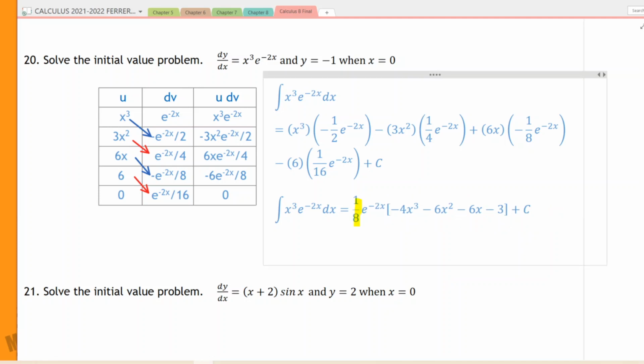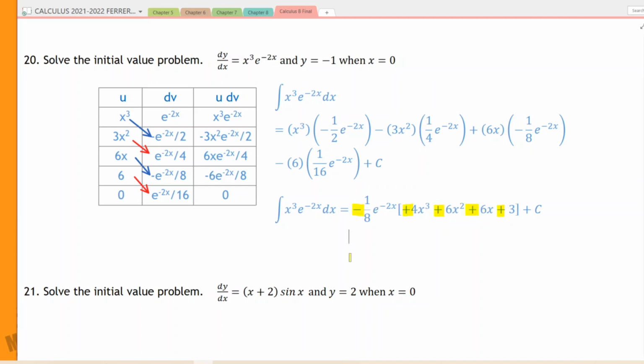And I don't like how that lead term is negative, so I think I'm going to divide out a negative also. Just a negative. So that's a good look at our antiderivative.